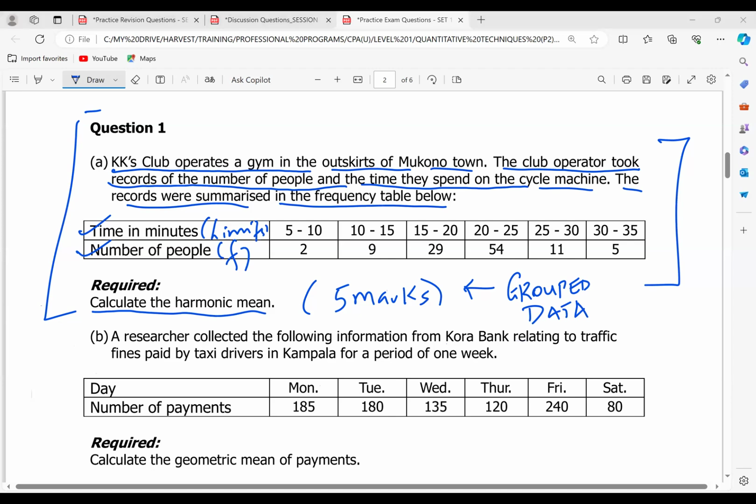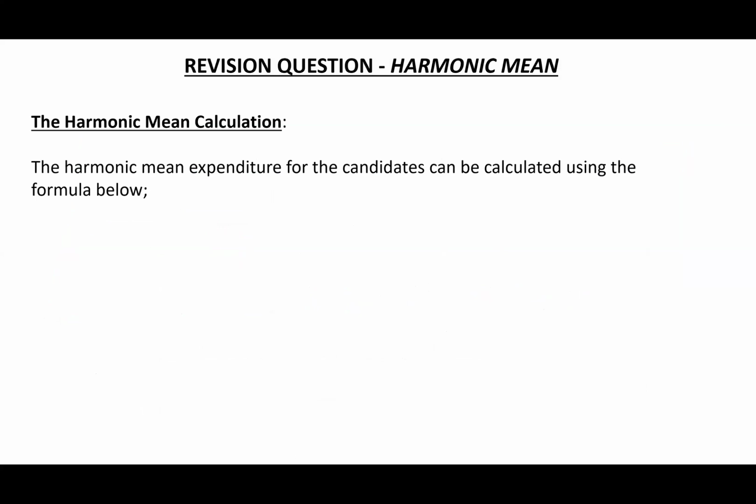Okay, so we begin with the formula. Usually people ask me, do I earn any marks in stating the formula? Absolutely, you earn marks. So we begin by talking about the formula. And here we are saying that the harmonic mean expenditure for the candidates can be calculated using the following formula. So we have our formula here, harmonic mean, HM. We usually abbreviate it like that, HM is equal to summation of F over summation of F times 1 over N.